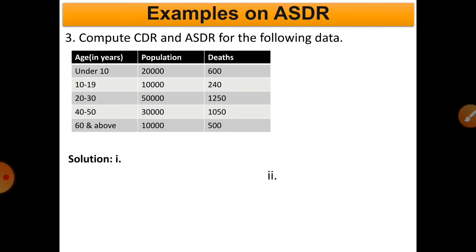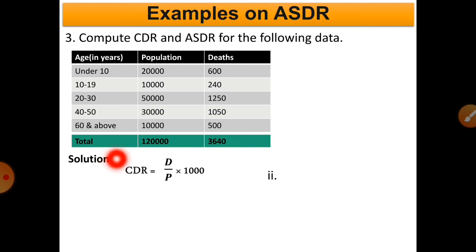Solution. As we know, the formula of CDR is D upon P into 1000. To calculate CDR, we want total deaths and total population. Let us add. Total population is 1,20,000 and total deaths is 3,640. Now substitute in the formula: total deaths 3,640 divided by total population 1,20,000 into 1000. So CDR is equal to 30.33.